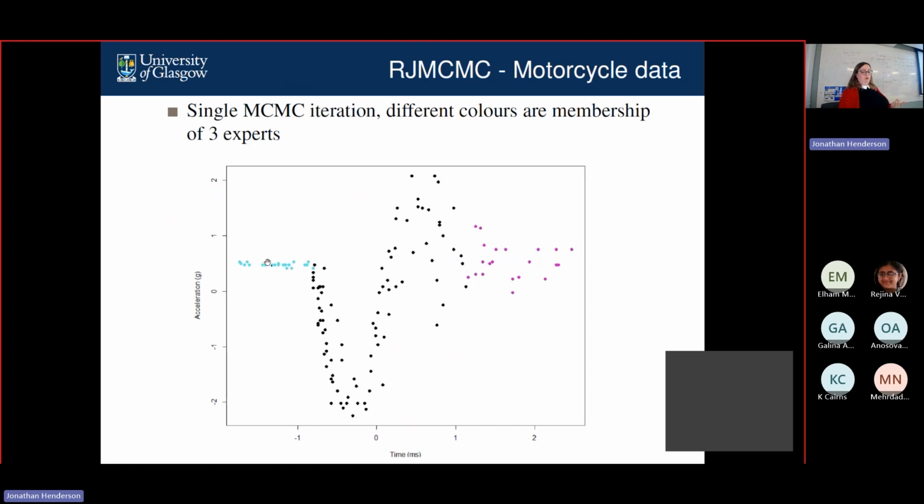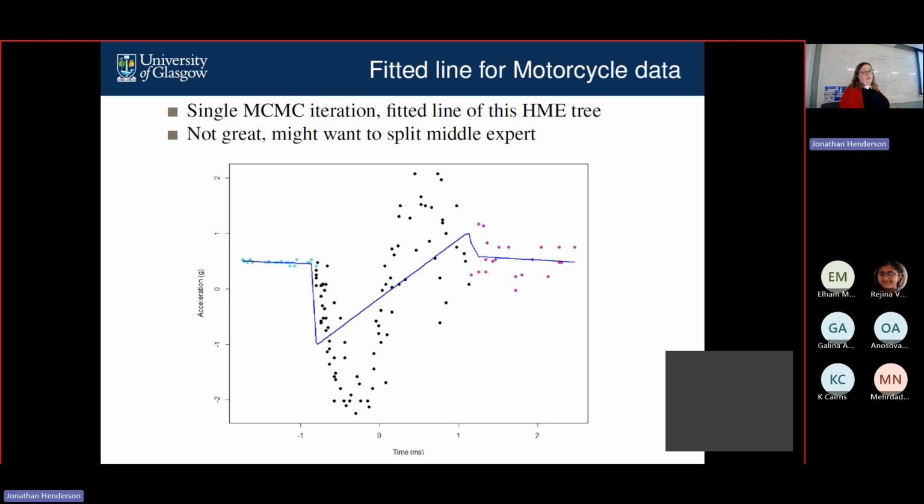Let's say we have three experts. We have this pale blue on the left-hand side. We have this pale purple on the right-hand side. And the middle is all one expert, which is obviously not a very good model. This is what the average will look like. So we might want to split. We might want to increase the number of experts to better model the complexity that we're missing in the center.